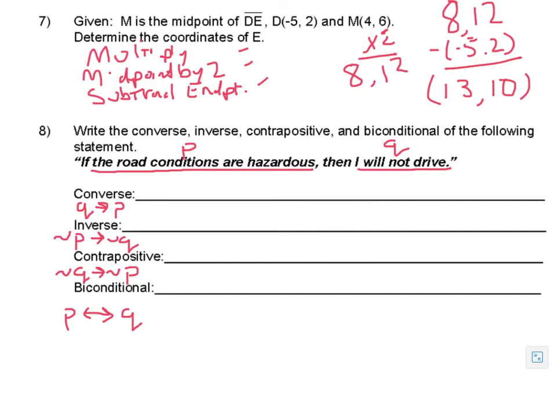So let's write these out. Converse, Q implies P. I will be abbreviating some of these words. So if I will not drive, then road conditions are hazardous.